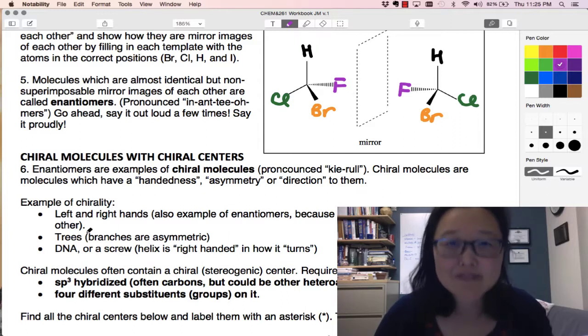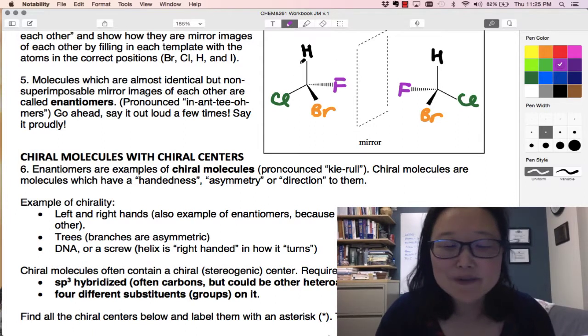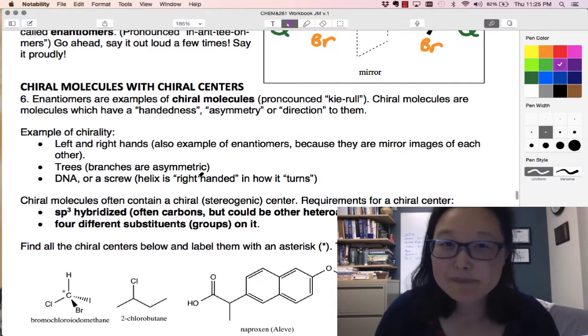Nature tends to favor one direction. So it's a very interesting property. Now with this molecule, what makes it possible for this molecule to have a left and a right-handed form? Well, there are certain patterns that we see.